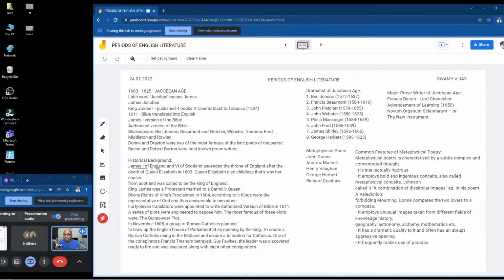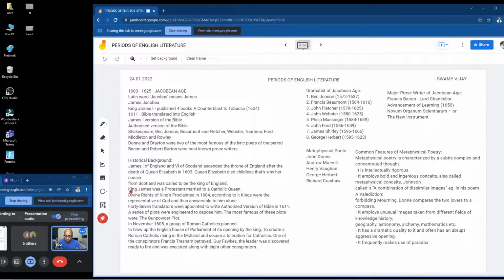So James the First of England and 5th King of Scotland ascended the throne of England after the death of Queen Elizabeth in 1603. So that is the reason why 1603 is the beginning of the Jacobean age. Queen Elizabeth died childless. That's why her cousin from Scotland, he is a cousin, not a nephew, was called the King of England. So this was the reason why James the First or James VI of Scotland became the King of England, because there were no successors, and nothing was written by Queen Elizabeth about who was to get the power after her death.